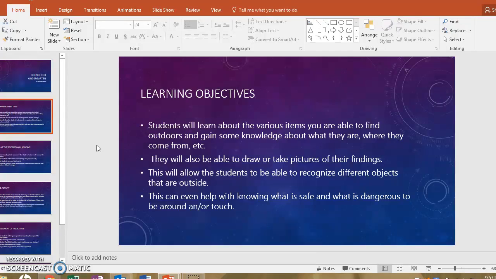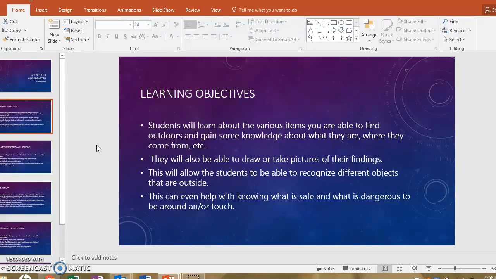So for example, if we go outside and we take what we call a nature walk, just around the school, the students, or we set up in teams, they can go around, take pictures of insects or leaves or pine cones, anything that they find outside that they find intriguing and that they want to write about, talk about to the rest of the class. They will also be able to draw or take pictures of their findings. This will allow the students to be able to recognize different objects that are outside.